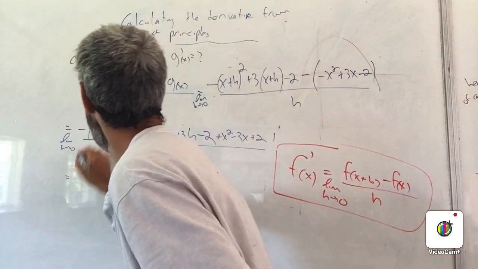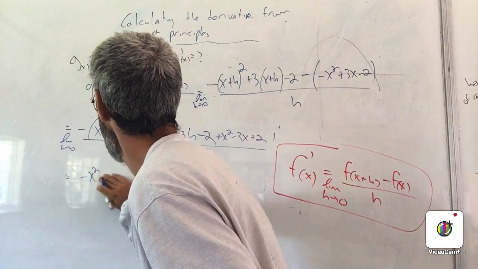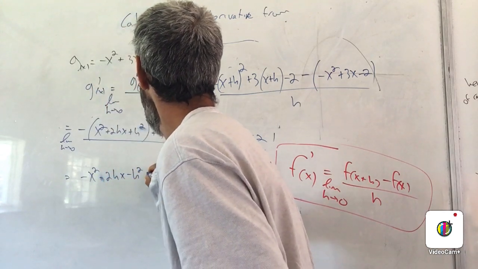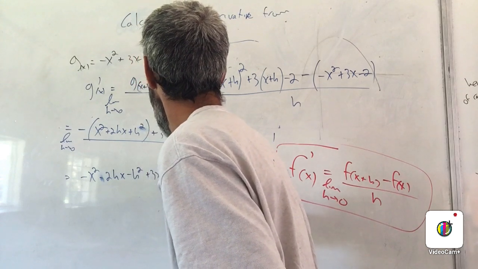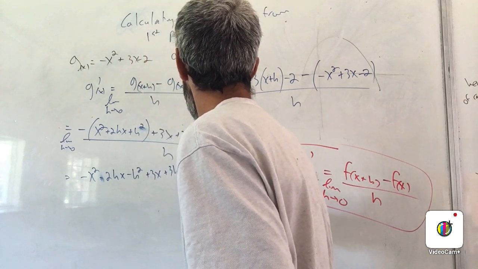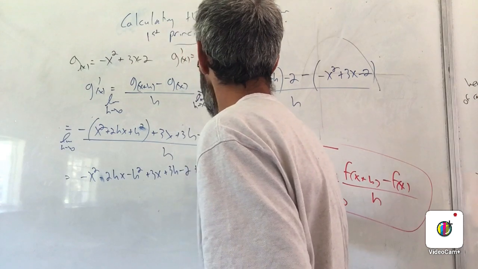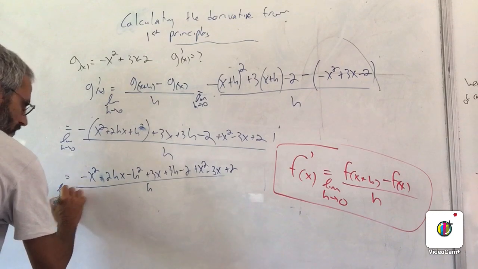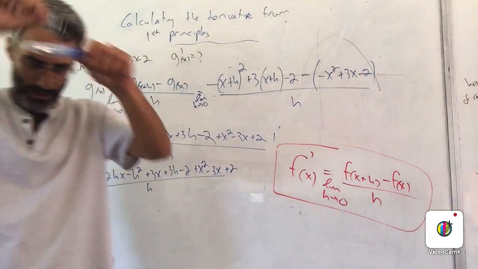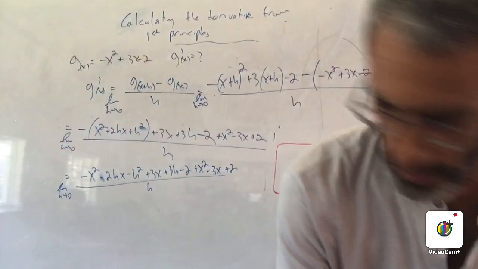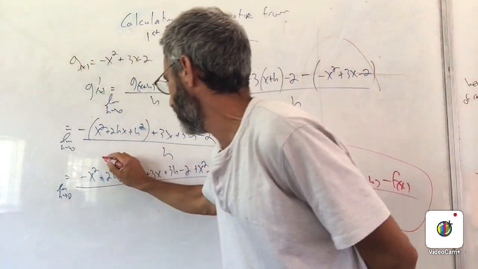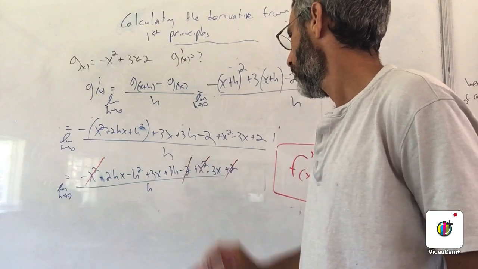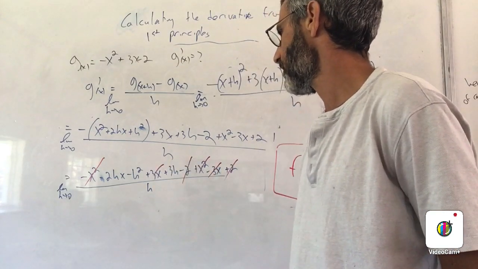Okay, opening. Minus x squared, whoops, minus 2hx minus h squared plus 3x plus 3h minus 2 plus x squared minus 3x plus 2 divided by h, and the limit as h approaches 0. Okay, red pen, that's the fun bit. Minus x squared plus x, minus 2 plus 2, minus 3x plus 3x.